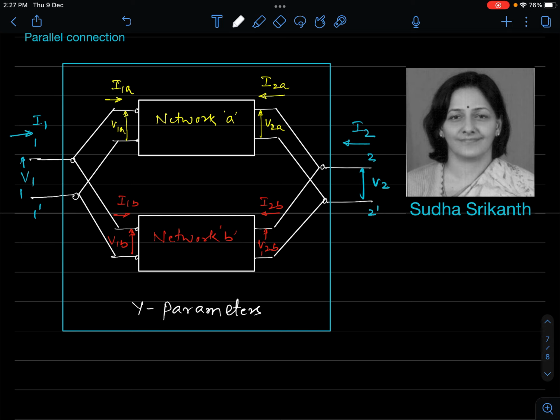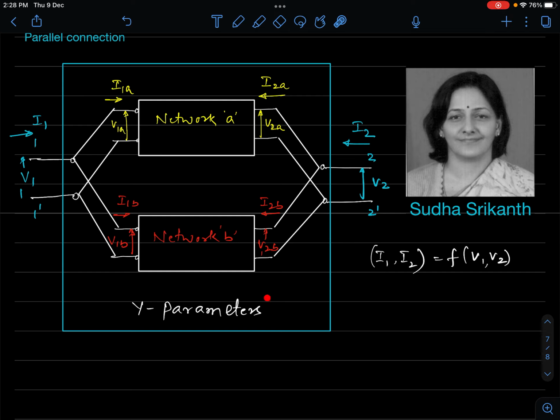In Y parameters, what do we understand by Y parameters? V1 and V2 are the independent variables and I1 and I2 are the dependent variables. We are trying to express I1 and I2 as a function of V1 and V2. Now where do we have V1 and V2? V1 and V2 are the input port voltage and the output port voltage which is available to us after paralleling these two independent networks. So we are trying to get this relationship of this overall network. Alright, I suppose it's clear.